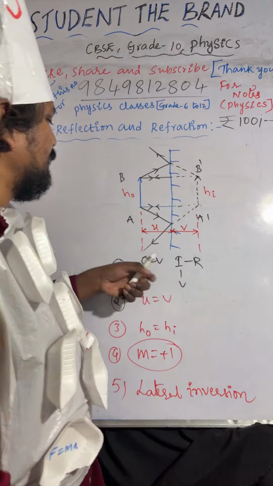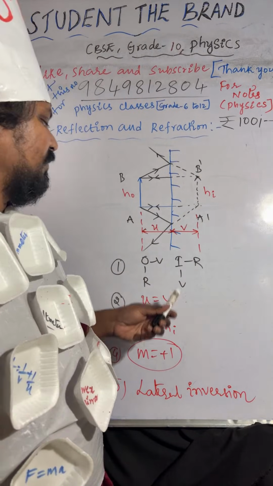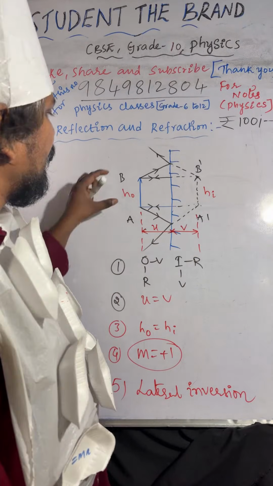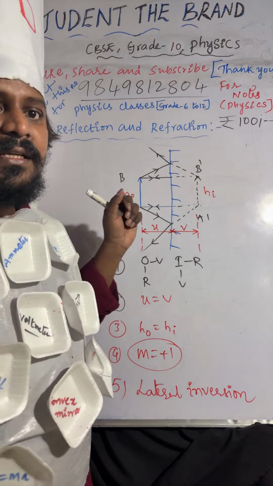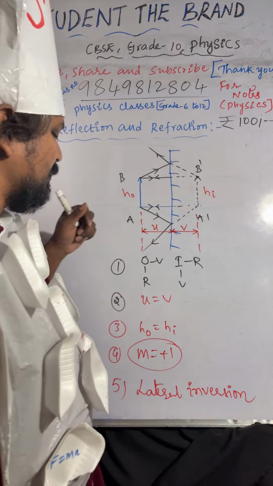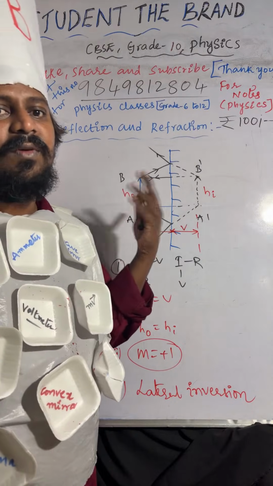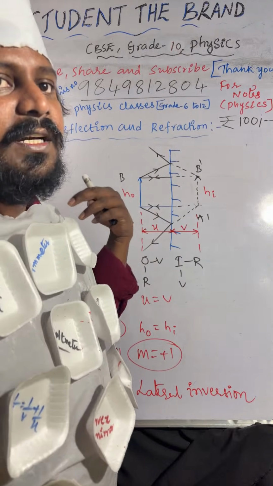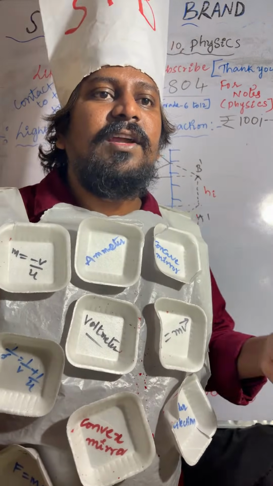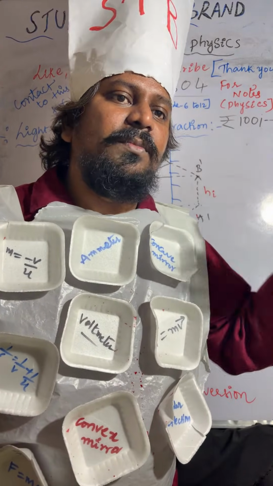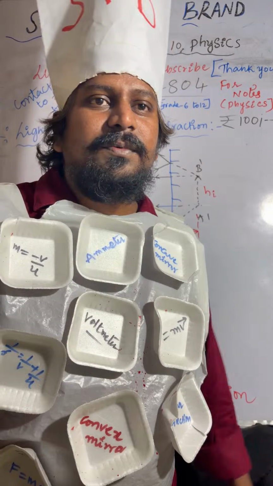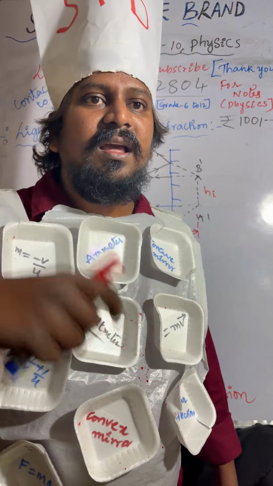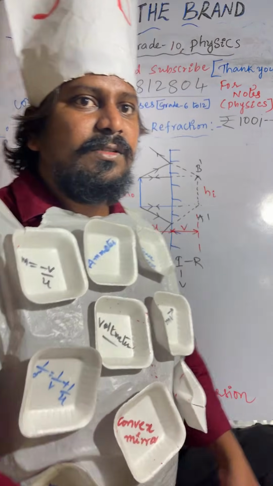Okay, so once again you can see: object is real, image is virtual; object is virtual, image is real. Object distance is equal to image distance, height of the object is equal to height of the image, and magnification of the plane mirror is +1. It also shows lateral inversion. So what is lateral inversion? The phenomenon where the right side of the object appears to be the left side of the image, and the left side of the object appears to be the right side of the image. This mirror image is called lateral inversion. Okay, so next.